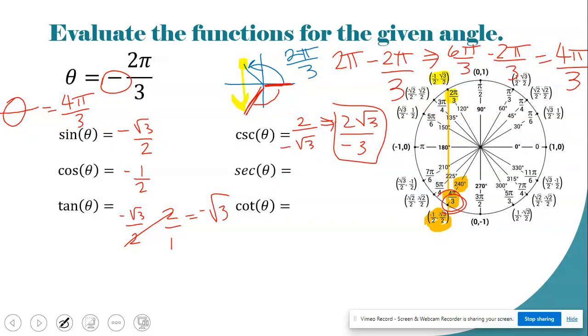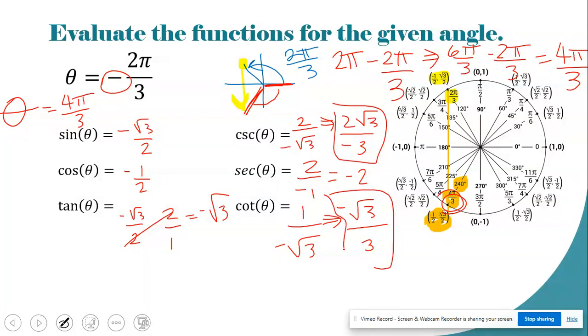Secant's going to be the reciprocal of cosine, so that's going to be 2 over negative 1 or negative 2. And cotangent is going to be the reciprocal of tangent, so it's going to be 1 over negative square root of 3. Rationalize this denominator. You're going to have square root of 3 over 3. And don't forget that negative here. I'll just put it on the outside.